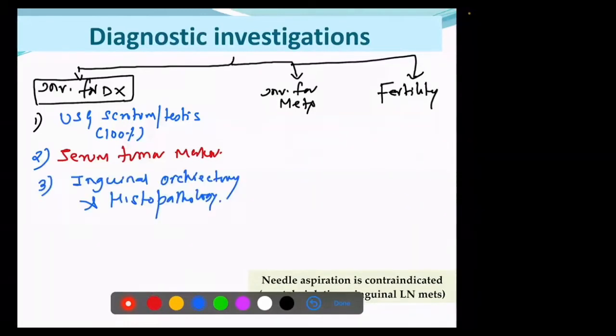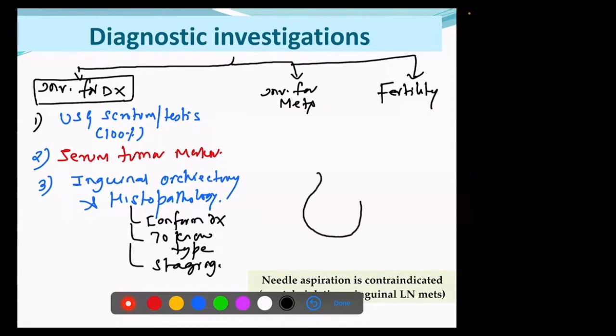The third one is we remove the testis and send it for histopathology for diagnosis confirmation and to know the histological type and staging. So removing the testis in testicular tumor is not only a part of treatment, but also a part of investigation. You may be thinking, so why remove the testis to confirm? Why not do a biopsy?